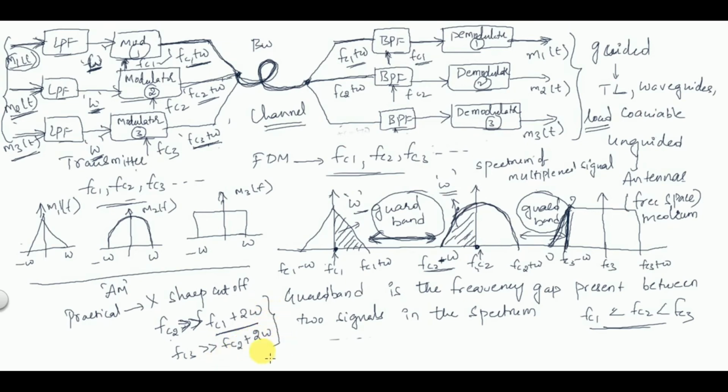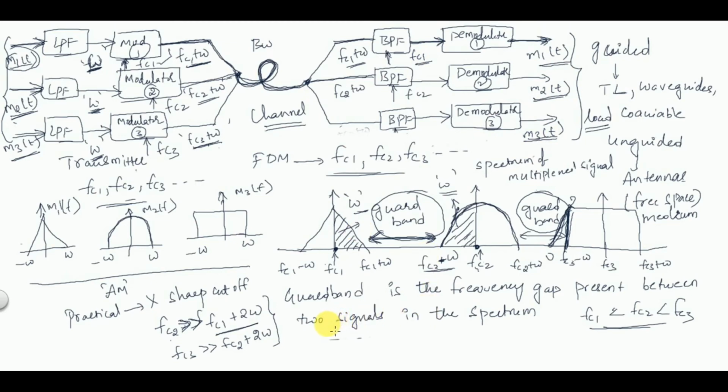If you select the frequencies like this, there will be no interference between the signals, and they can be easily obtained at the receiver end. They can be easily demodulated and recovered at the receiver end. So these are the considerations which you have to follow.